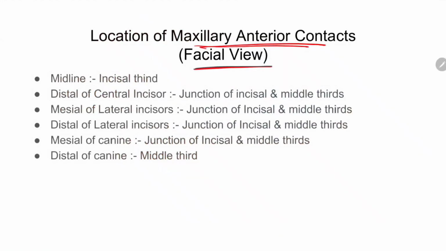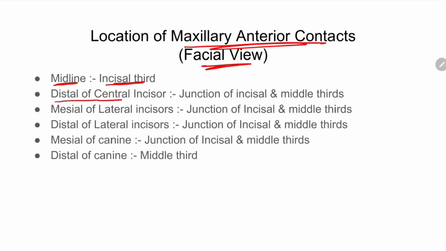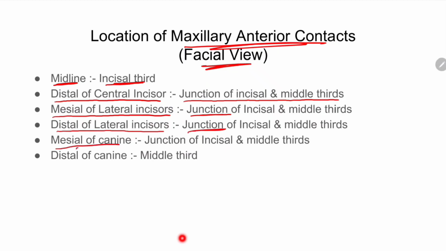Now see, the midline, between the two central incisors, is the incisal third. Then the distal of central incisors is present over the junction of incisal and middle thirds. For the mesial of lateral incisors, again the same thing, it is present over the junction. Then for the distal of lateral incisors, it is the same junction. For the mesial of canine, again junction, and the distal of canine, between the canine and first premolar, is located in the middle third.